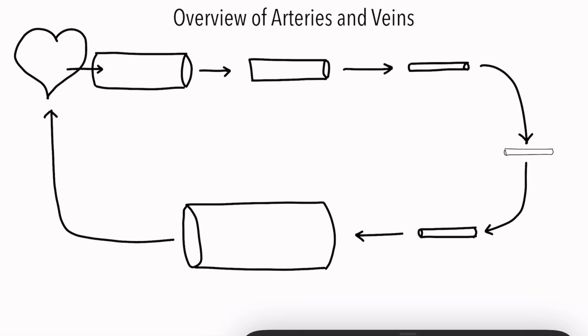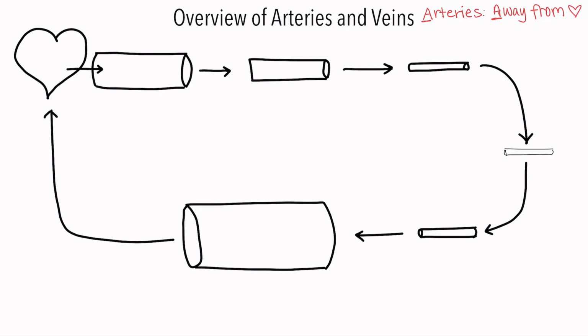Let's get started. We'll begin with an overview of arteries and veins. Arteries can be defined as blood vessels that carry blood away from the heart. And you can always remember that because the A in arteries is for away from the heart.